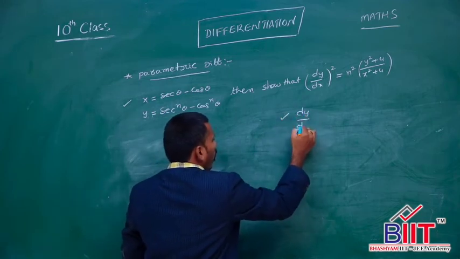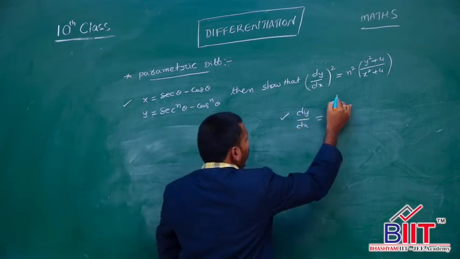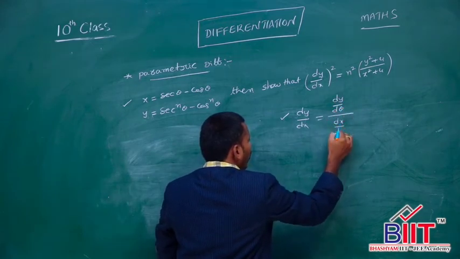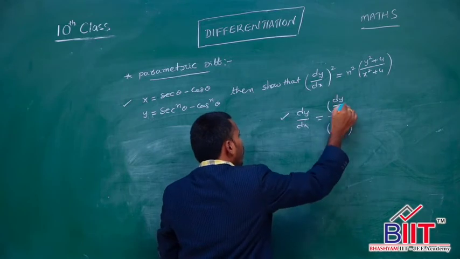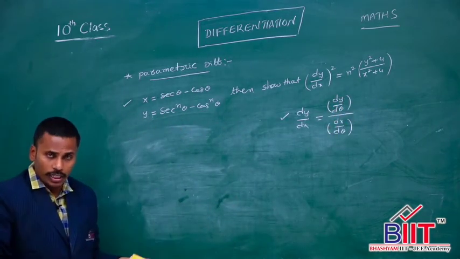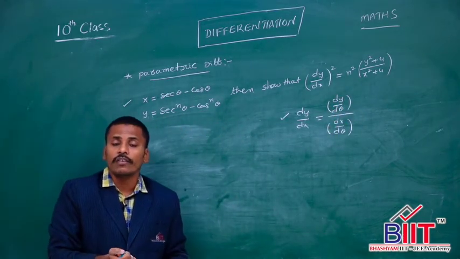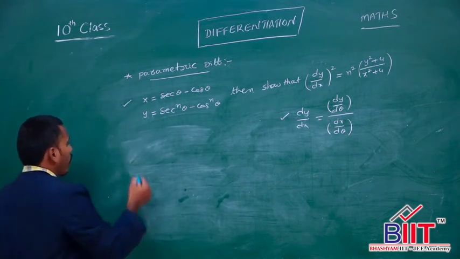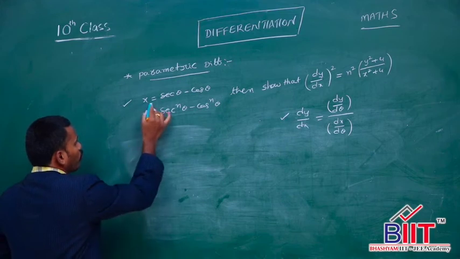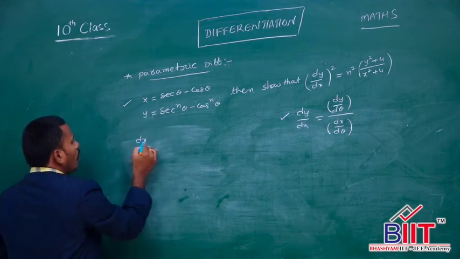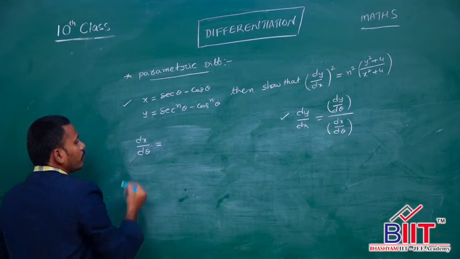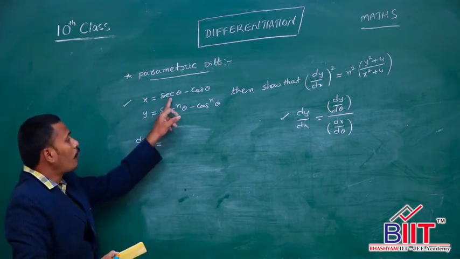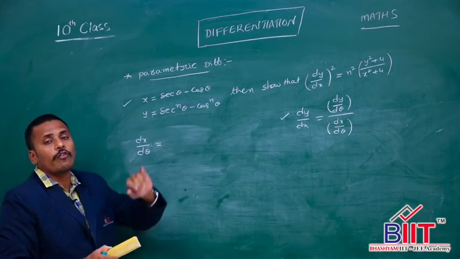As I said, what is dy by dx? For this type of parametric definition, dy by dx is equal to dy by d theta divided by dx by d theta. Find the derivative of y with respect to theta and the derivative of x with respect to theta, and divide them to get dy by dx. Okay. First thing is what? x is equal to secant theta minus cos theta. What is dx by d theta? Directly I am writing: dx by d theta means derivative of secant theta minus derivative of cos theta.